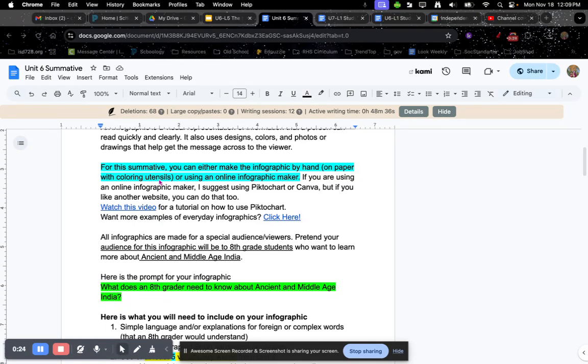For this summative, you can either make the infographic by hand on paper with coloring utensils or using an online infographic maker. If you're using an online infographic maker, I suggest using Piktochart or Canva, but if you like another website, you can do that too.